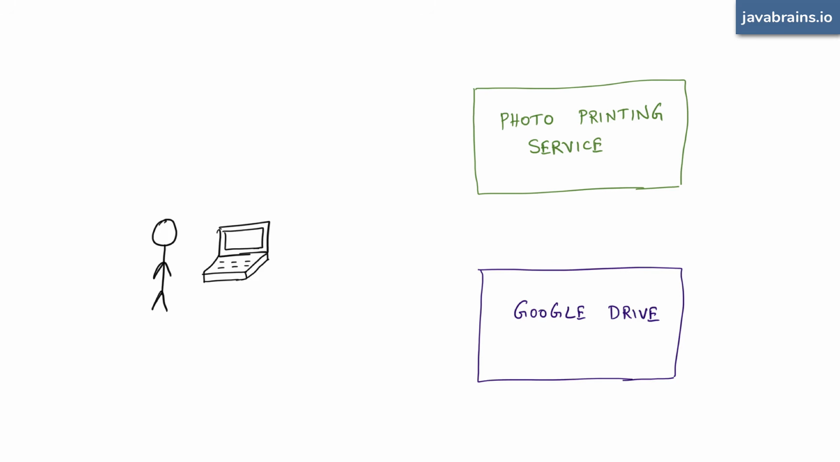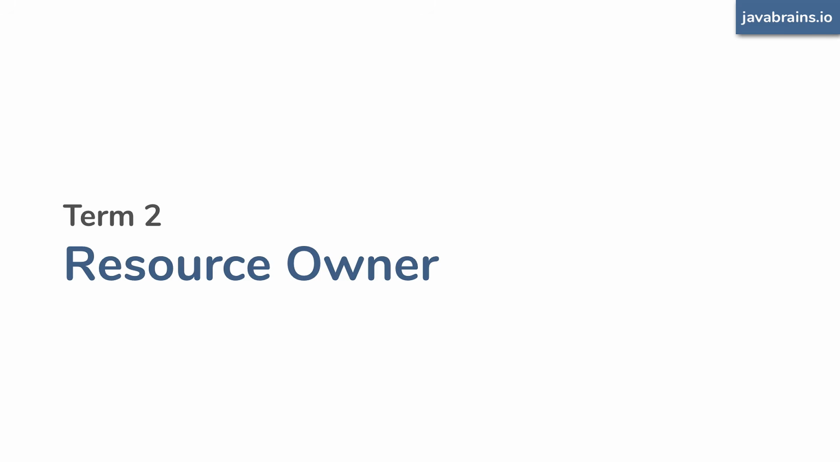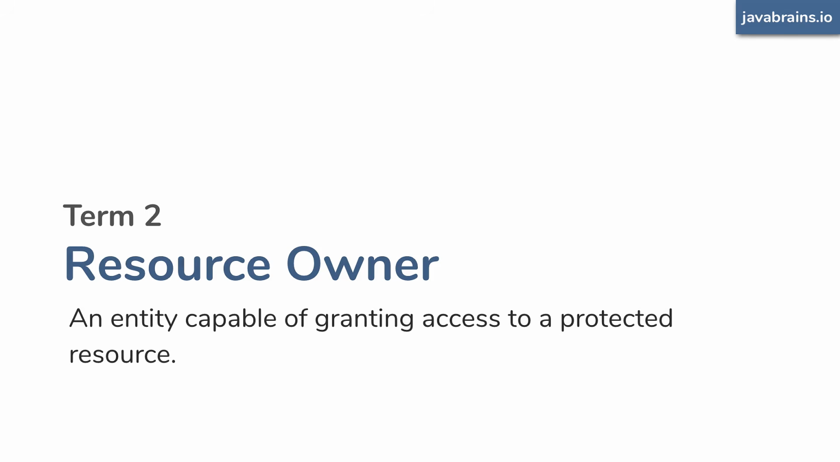Now that you've understood resource, the second term should probably make sense as well. The resource owner. The resource owner is the person who has access to the resource right now, which is the user. It's the guy sitting on the laptop saying, hey, I have my photos on Google Drive and I want to print them, right? This is also the person who can grant access to that resource to the photo printing service, right? If you look at the OAuth spec, this is the definition of a resource owner: it is that entity that is capable of granting access to that protected resource.